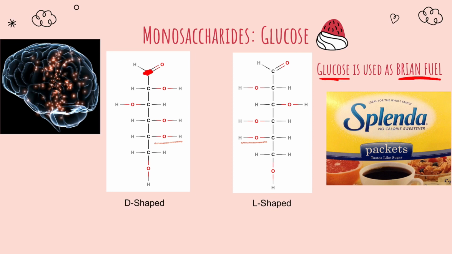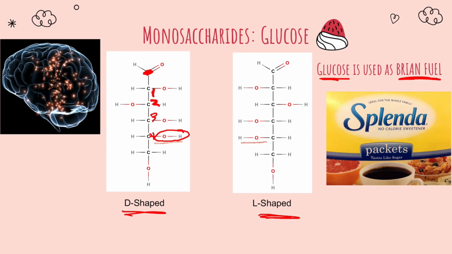If we look here on the fourth carbon, if we ignore this one, we count 1, 2, 3, 4. We can see that we have an OH bond. Essentially this is a hydroxyl group, and what a hydroxyl group is, we'll go into on the next slide.